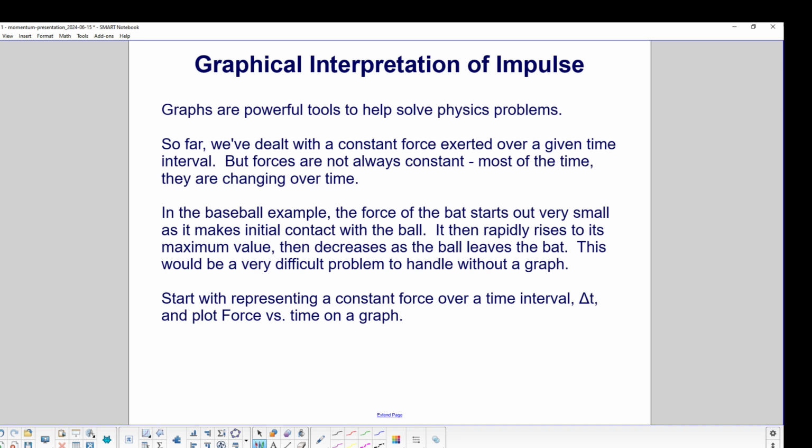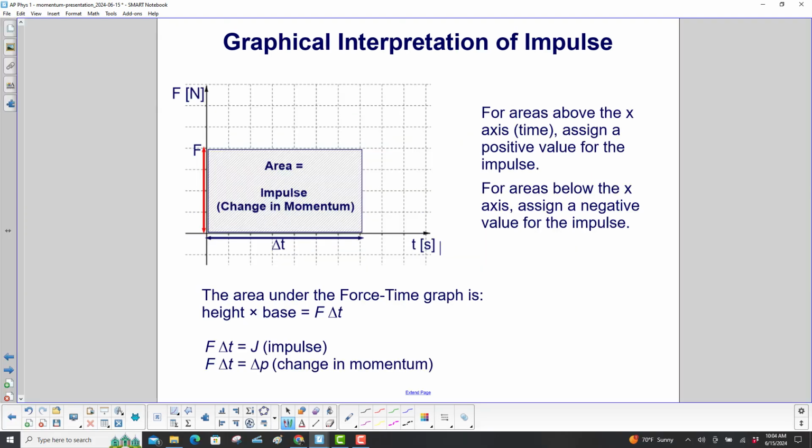In the baseball example, the force of the bat starts out very small as it makes initial contact with the ball. It then rapidly rises to its maximum value, then decreases as the ball leaves the bat. This would be a very difficult problem to solve without a graph. Start with representing a constant force over a time interval delta t and plot force versus time on a graph.